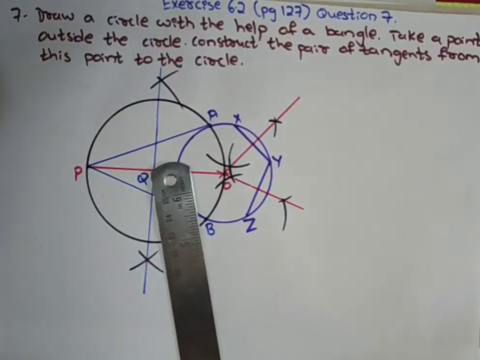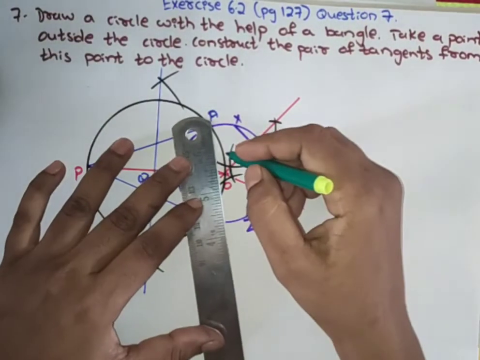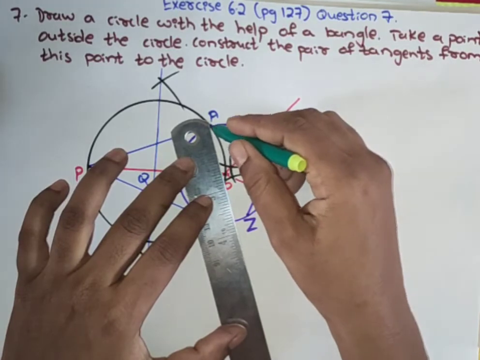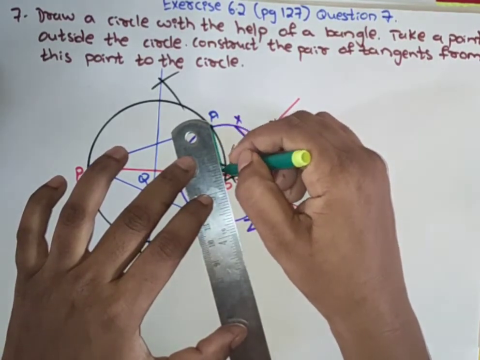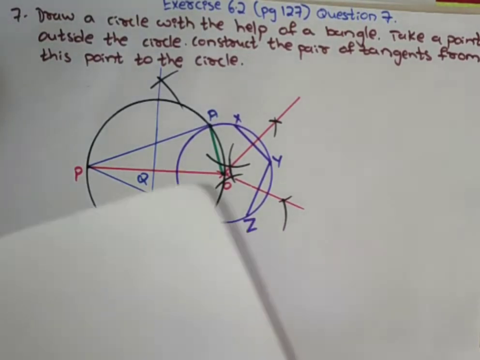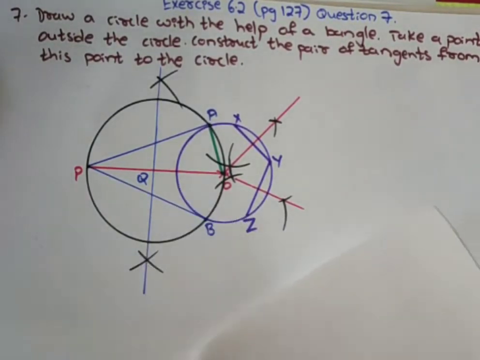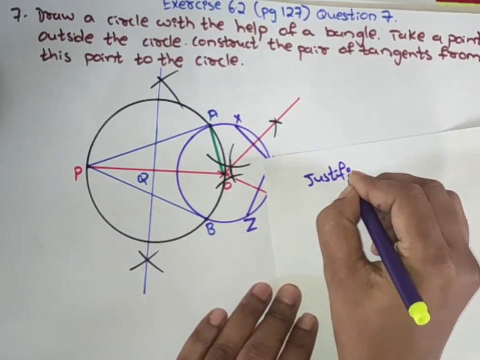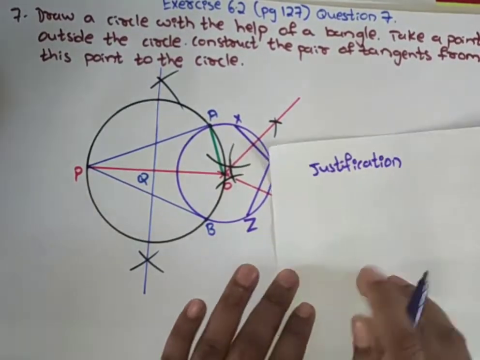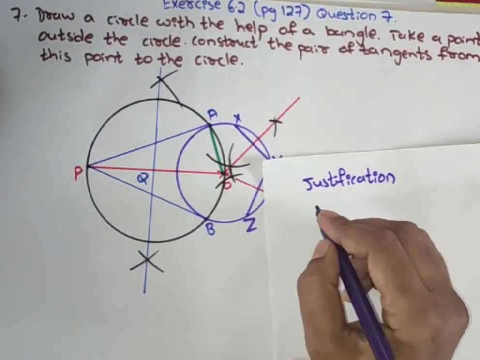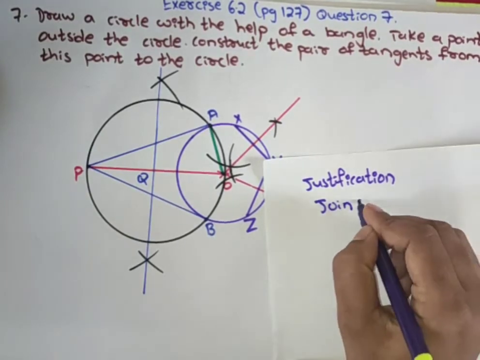Now for justification, we have to join OA, or else you may join OB also. Both are the same. Justification. Now see the triangle OAP. First we will write: join OA.